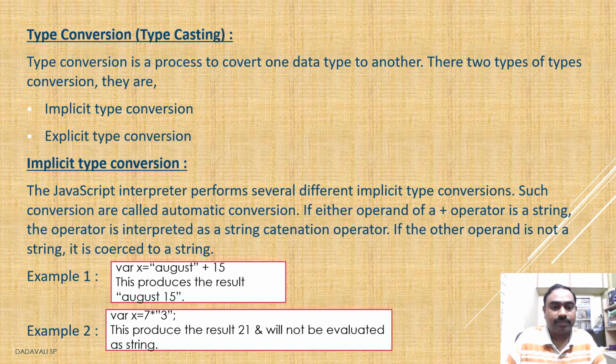Example 2: variable x equals 7 times 3. 7 is a number, times, within double quotes, 3. 3 is a character. Whatever you put within double quotes is considered a string. So this produces the result 21 and is not evaluated as a string. Here, 7 times 3 is an arithmetic operation, so that's why it converts the 3 into a number. So it produces the result 7 times 3 equals 21.